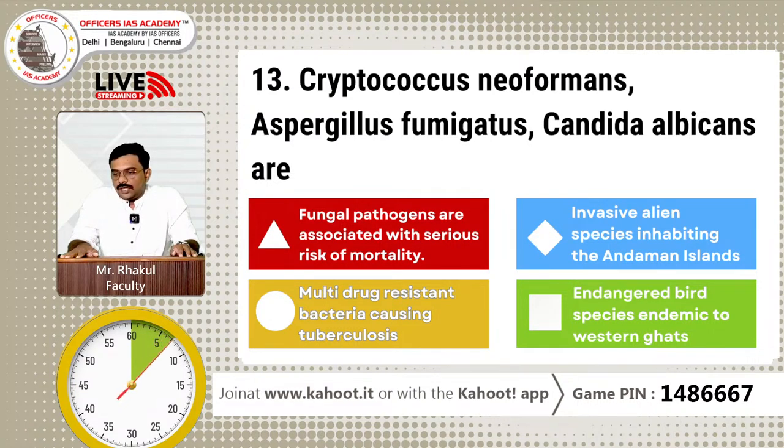Cryptococcus neoformans, Aspergillus fumigatus, Candida albicans are, what do these terms mean? Option A, fungal pathogens associated with serious risk of mortality. Option B, invasive alien species inhabiting Andaman Islands. Option C, multi-drug resistant bacteria causing tuberculosis. Option D, endangered bird species endemic to Western Ghats. We have 5 more seconds to give the answer. Time's up.